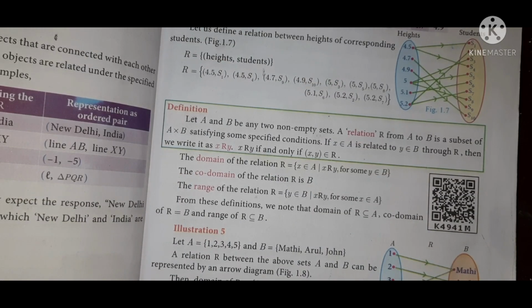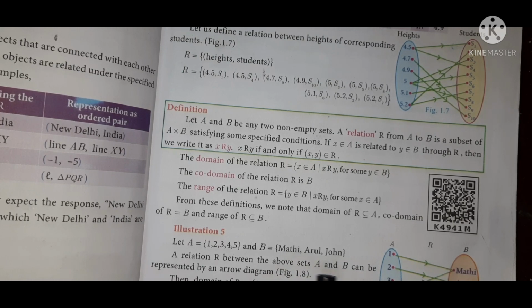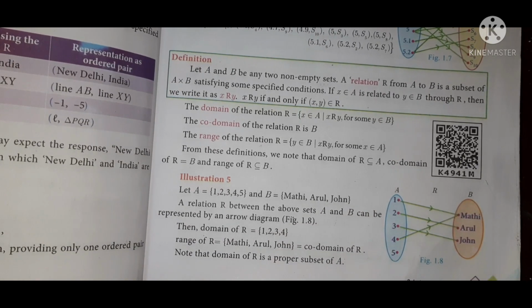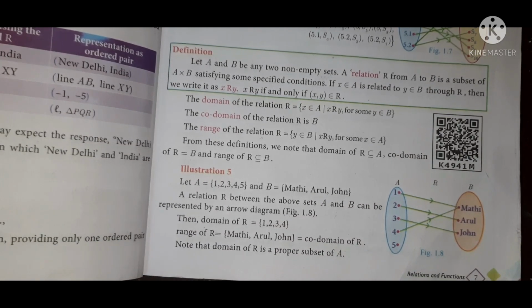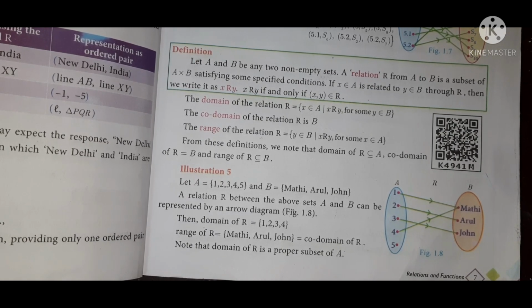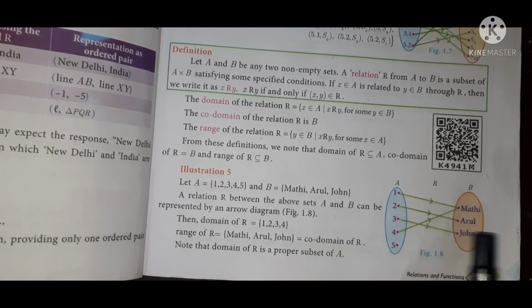For example, set A is 1, 2, 3, 4, 5 and set B is Madhi, Arul, John. Here see the arrow diagram. A has elements 1, 2, 3, 4, 5 and B has Madhi, Arul and John. Some relations are made: 1 is related with Madhi, 2 is related with Arul, 3 is related with John, and 4 is related with Madhi.